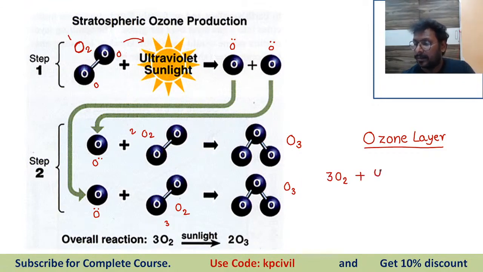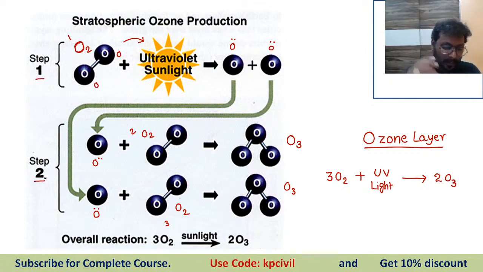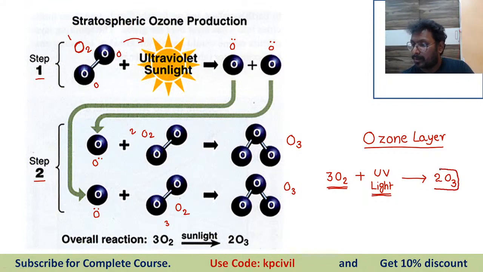in the presence of harmful ultraviolet radiation, which is solar radiation, result in the formation of 2 ozone molecules. Here, 3 oxygen molecules, finally, total. Step 1 and step 2 combined: step 1 has 1 oxygen, step 2 has 2 oxygens. A total of 3 oxygen molecules react with harmful ultraviolet radiation and generate 2 ozone molecules. Clear?